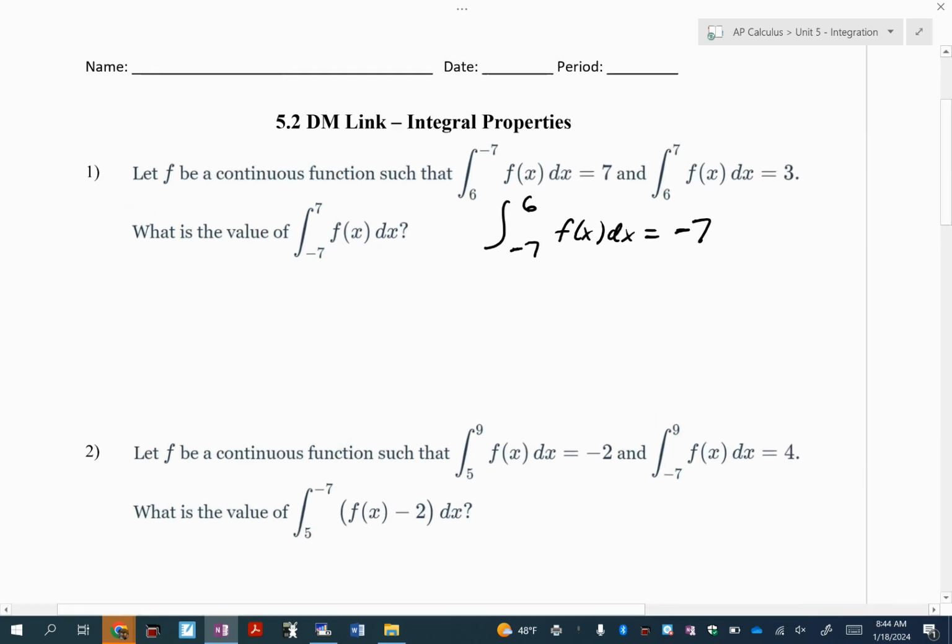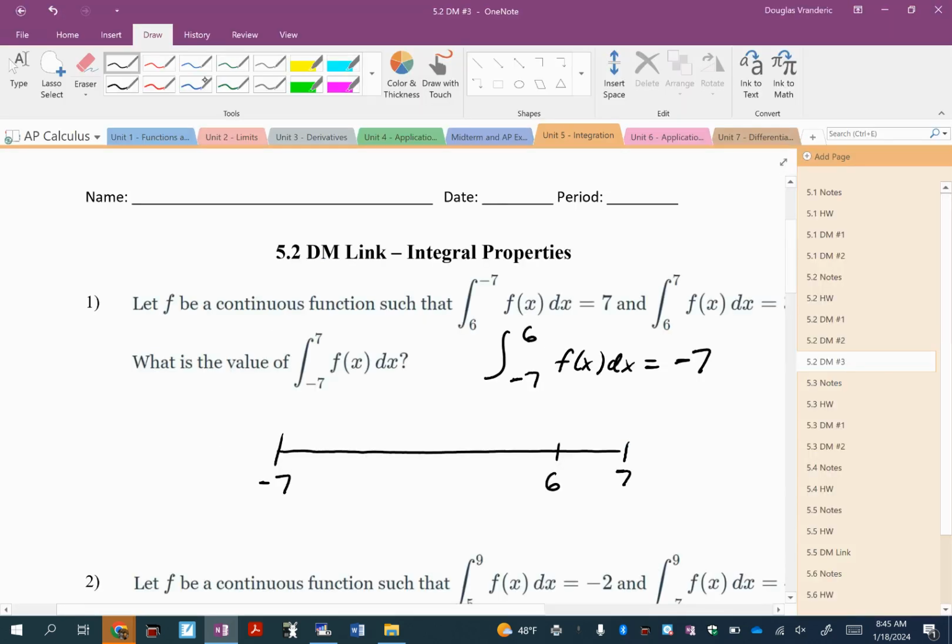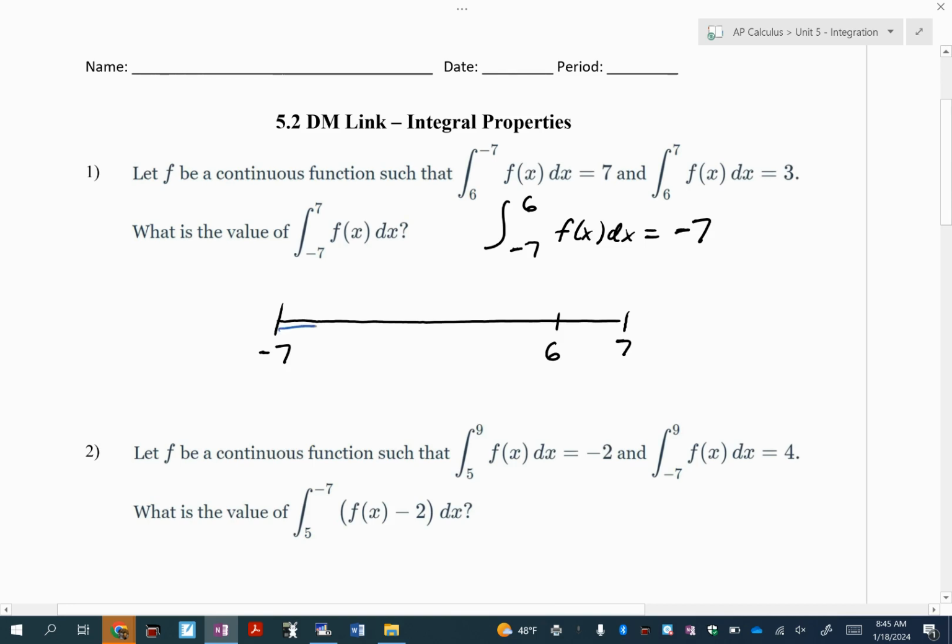So this is one of those where I do a number line. I'm going from -7 to +7. -7 to 6. What is the value of that integral? Didn't we just find it? -7 to +6 is -7. And then the other one they gave us, +6 to +7, that value is 3.